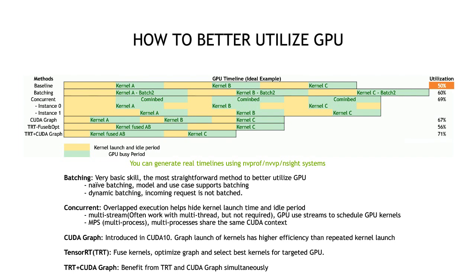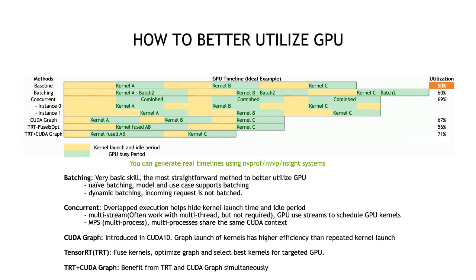The second one is concurrent model execution. With concurrency, the overlapped execution helps hide the kernel launch time and idle period. On GPU, we have two methods, multi-stream and MPS. Just like multi-thread on CPU, the GPU uses streams to schedule GPU kernels. So different kernels in different streams might run concurrently on the GPU. So multi-stream allows you to run kernels concurrently within a single CPU process.